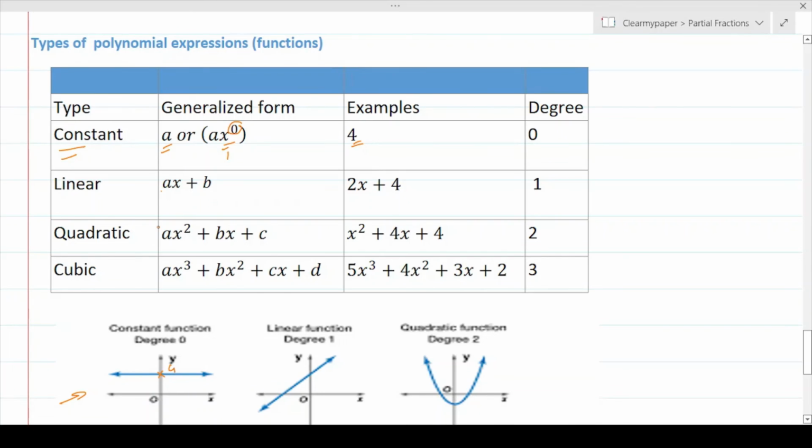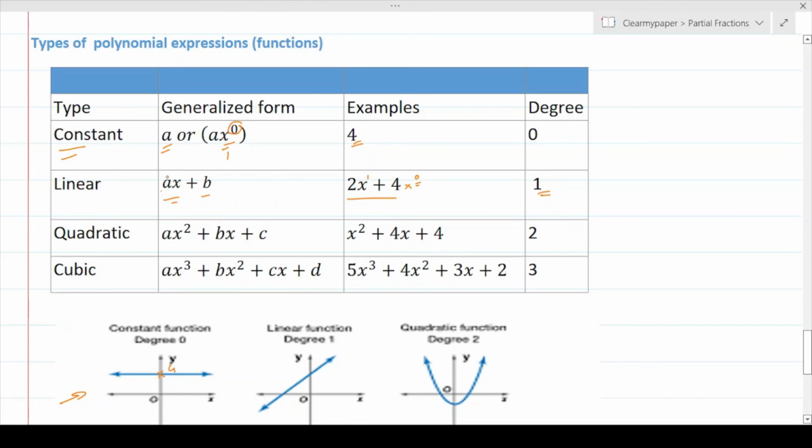What does it mean? The highest degree will be 1. For example, if you see 2x plus 4, which is as good as x raised to the power 1, the highest exponent is 1, because the constant is x raised to the 0. So this has 2 terms, but the highest degree is 1.